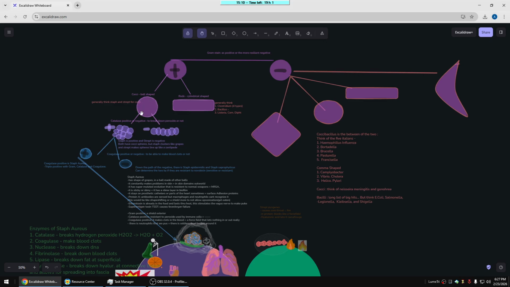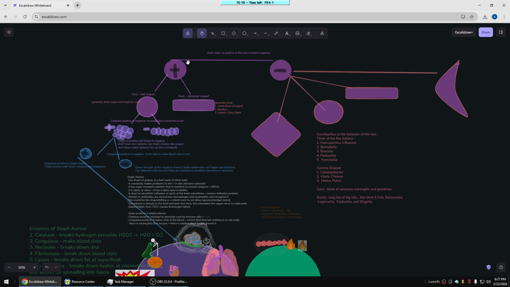The cocci are ball shaped, or rods. The bacilli are rod shaped, cylindricals. So generally, gram-positive cocci is staph and strep. That's the general rule for gram-positive cocci. You should think staph and strep and the different forms that they have. And in the rods, you should think of the four types: Clostridium, Bacillus, and there's Listeria and Corynebacterium diphtheriae.